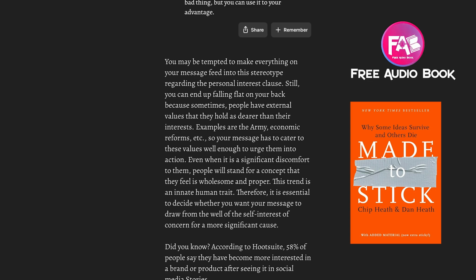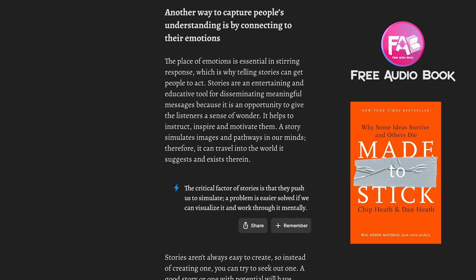Did you know? According to Hootsuite, 58% of people say they have become more interested in a brand or product after seeing it on social media stories. Key point 6.